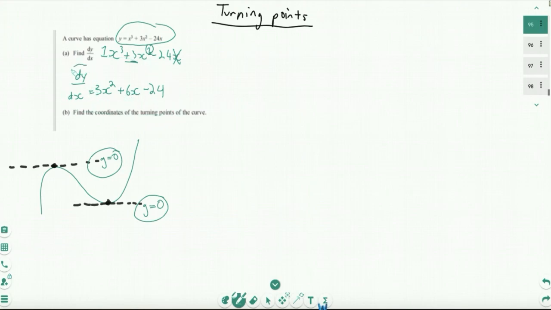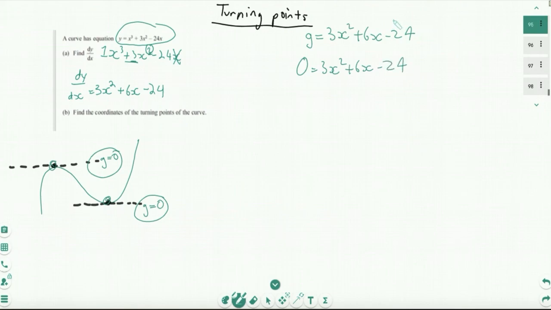Luckily for us, we've done it in the first question. Remember, and next, what can we replace dy over dx with? We can replace it with the word gradient. So the gradient is equal to 3x squared plus 6x minus 24. And since we know the gradient at these 2 points is 0, we can replace g with 0. 0 equals 3x squared plus 6x minus 24. And we can just solve this equation.